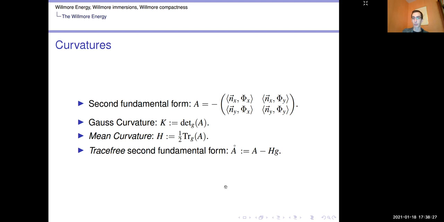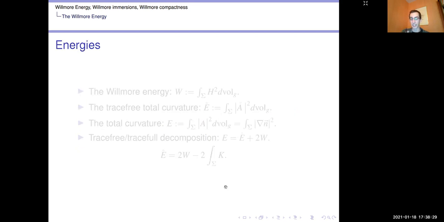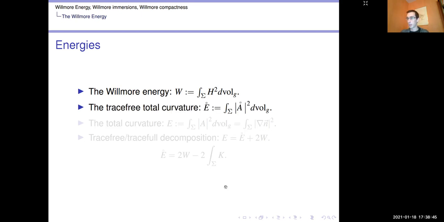For us, this curvature will be a starting point to define energies. The first energy is the Willmore energy, W, the integral of H squared. So all the energies I'm going to consider will look like this one. They will be quadratic energies in the curvature. So this is the first energy, the Willmore energy, the integral of H squared. Similarly, we can define the total trace-free curvature, E0, which is the integral of A0 squared. If A0 denotes how far you are locally from being a round sphere, E0 can be seen as a measure of how far you are from the Euclidean sphere globally.